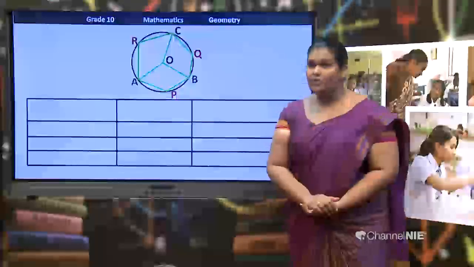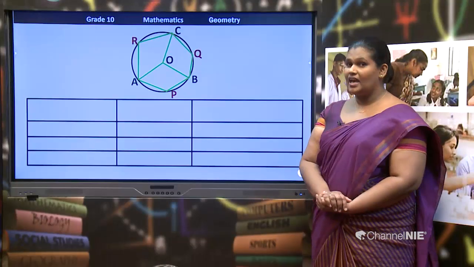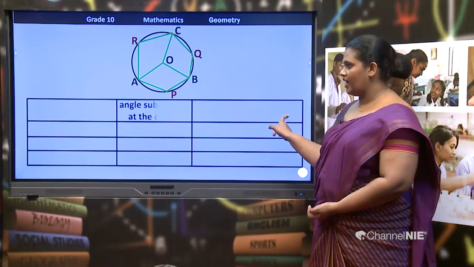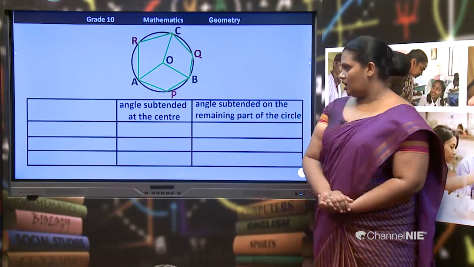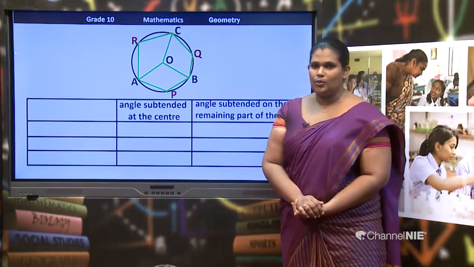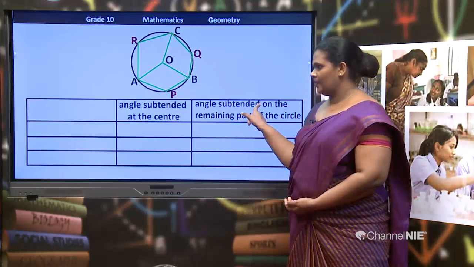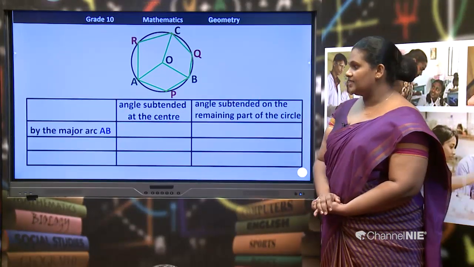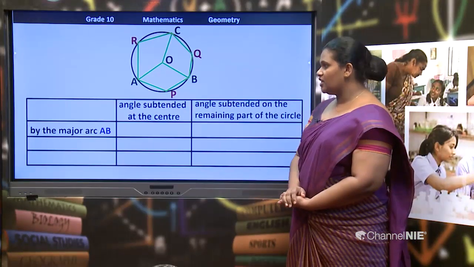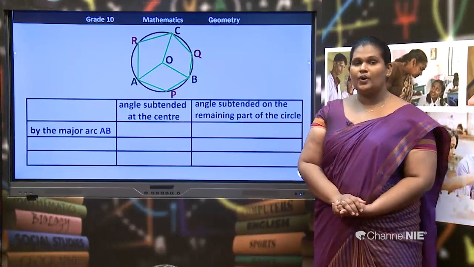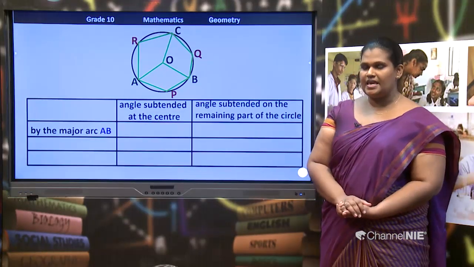ABC. This time also we have to identify the angle subtended on the center of the circle and the angle subtended on the remaining part of the circle. Right. We will take one by one. First one, angle subtended at the center by the major arc AB. Right. First of all, we will identify what the major arc AB is.